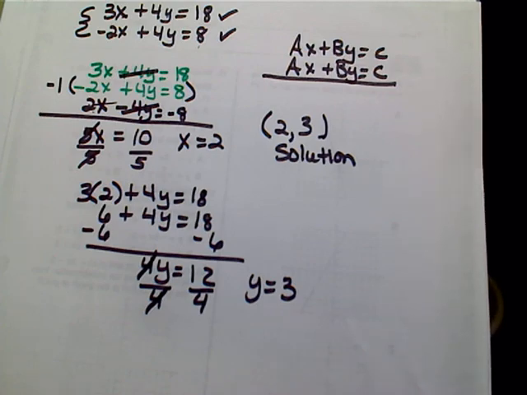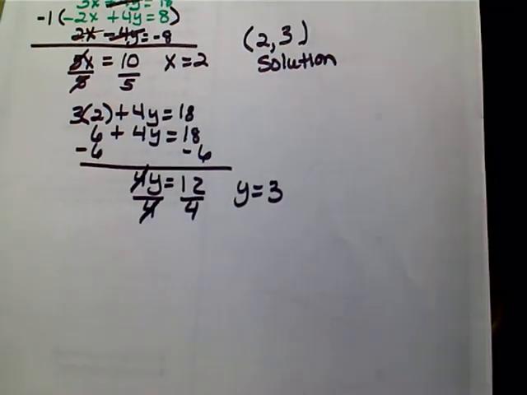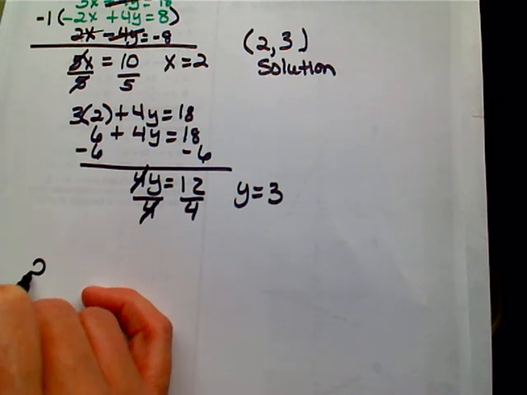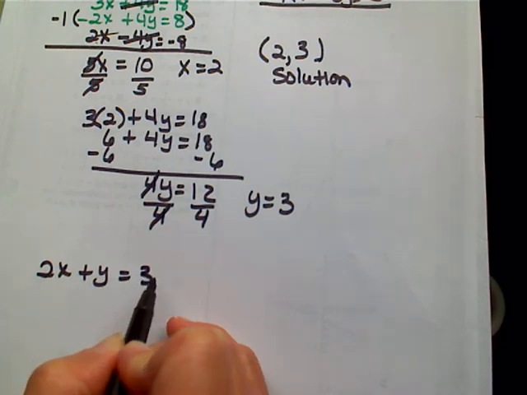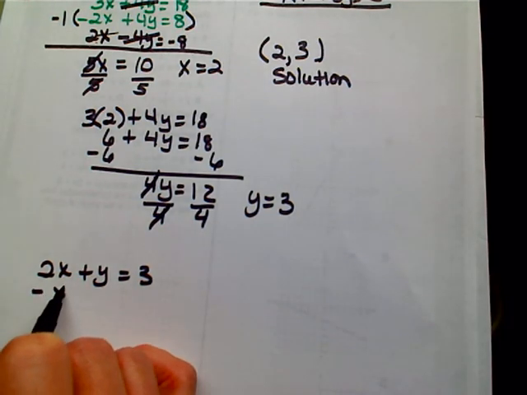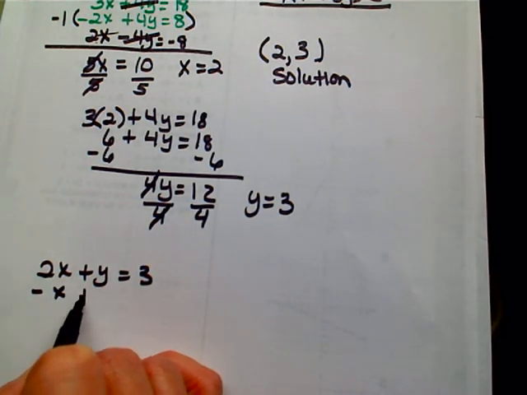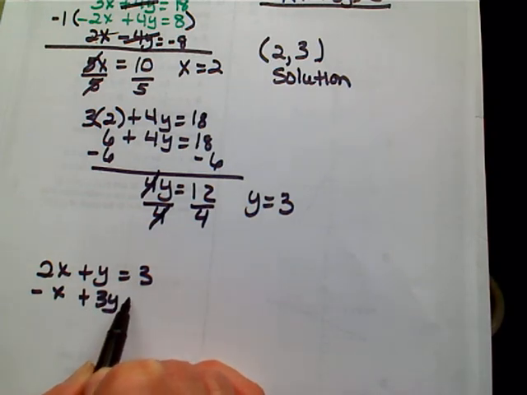Let's try another example. What if I'm given the situation of 2x plus y equals 3 and negative x plus 3y equals negative 12?